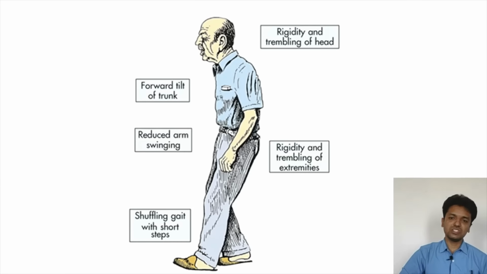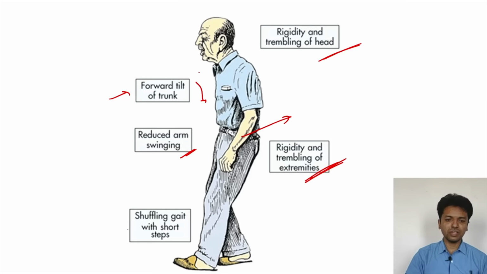Okay, so there can be rigidity, there can be trembling of the head, trembling of the extremities, there is a forward tilt of the trunk. There could be reduced arm swing, no arm swinging, and there could be shuffling gait with short steps. This is what is called festinant gait.